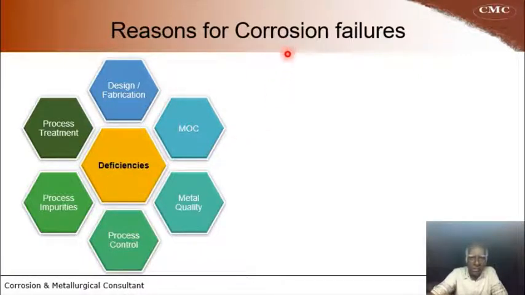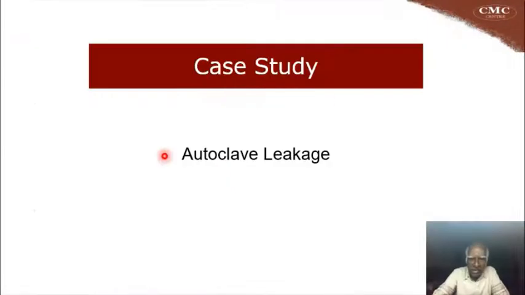At the end of this lecture, we will see this particular corrosion failure has been contributed by one of these reasons. In this case study, we will talk about autoclave leakage. Autoclave is a pressure vessel used for carrying out certain chemical reactions on a laboratory scale.